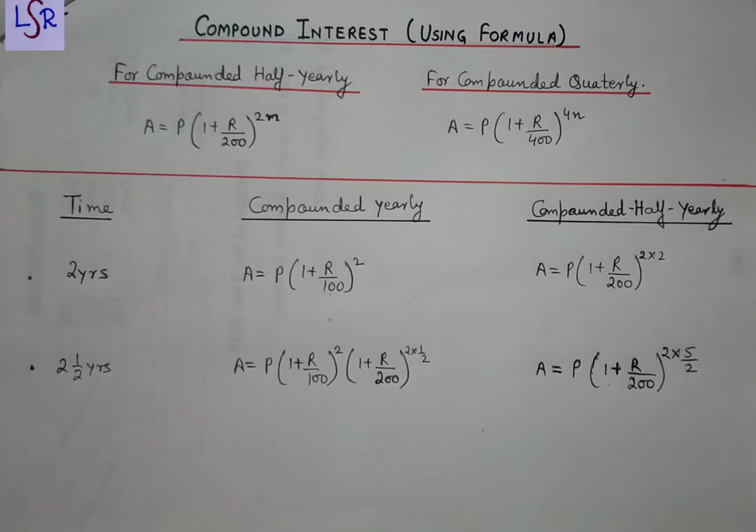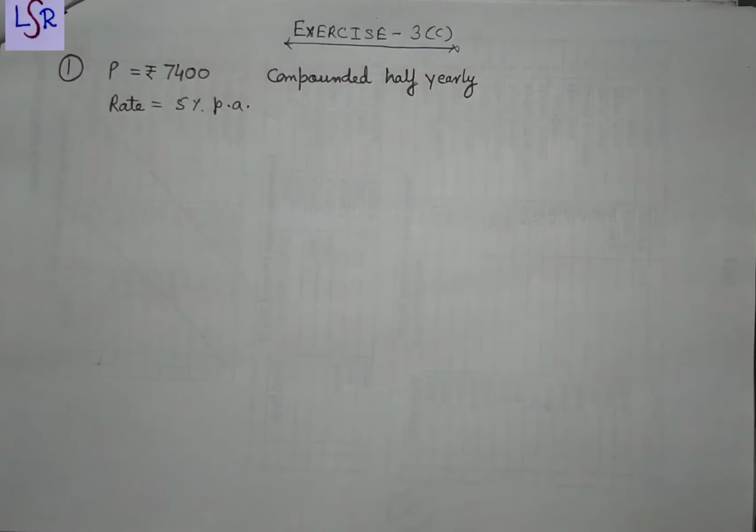Now let's move to the exercises. Here we go with the question number 1. If the interest is compounded half yearly, calculate the amount when the principal is rupees 7,400 and the rate is 5% per annum and the duration is 1 year. Here we are going to use this formula and now we are going to place the value of P, R and N.